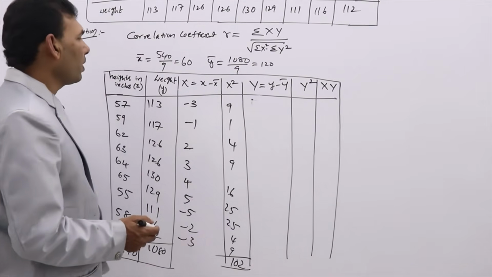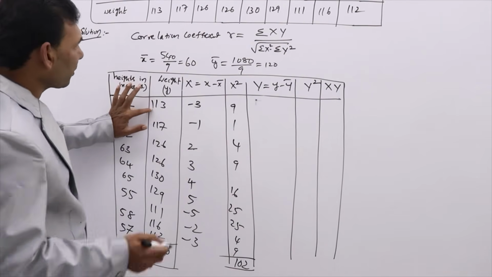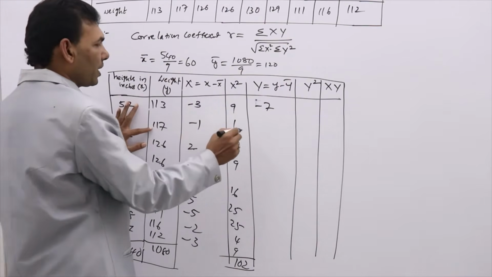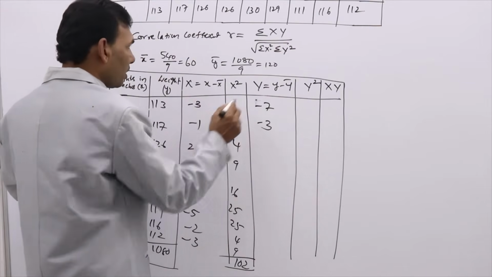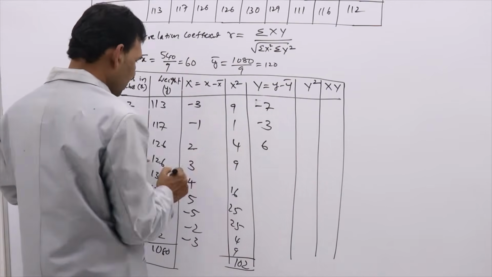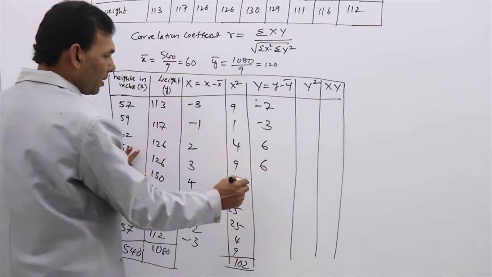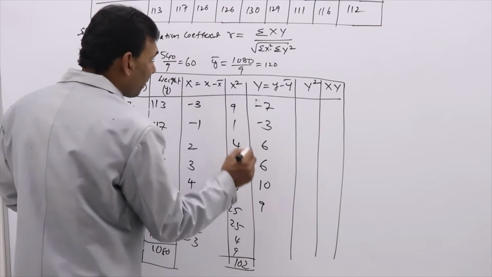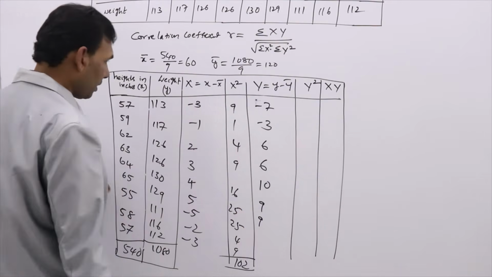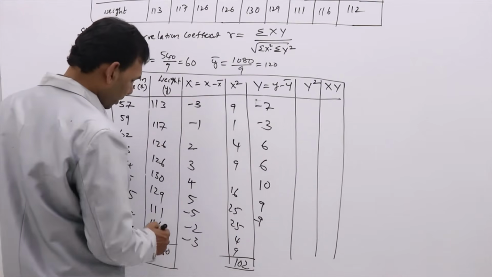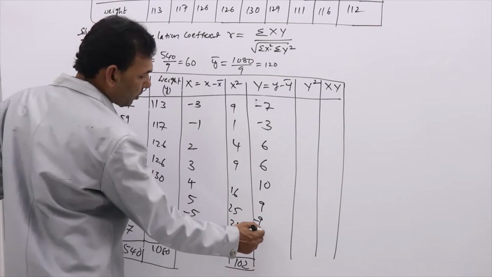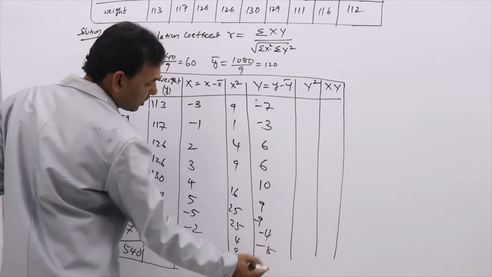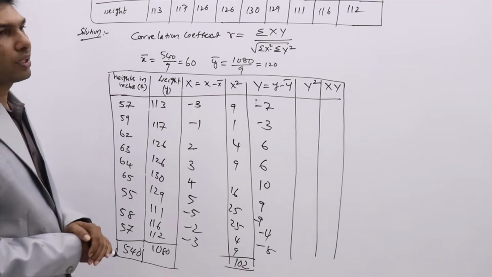Y minus y bar. Subtract y bar from the y values. 113 minus 120 is minus 7. 117 minus 120 is minus 3. 126 minus 120 is 6. 6. 130 minus 120 is 10. 129 minus 120 is 9. 111 minus 120 is minus 9. 116 minus 120 is minus 4. 112 minus 120 is minus 8. Okay, these you need to find.